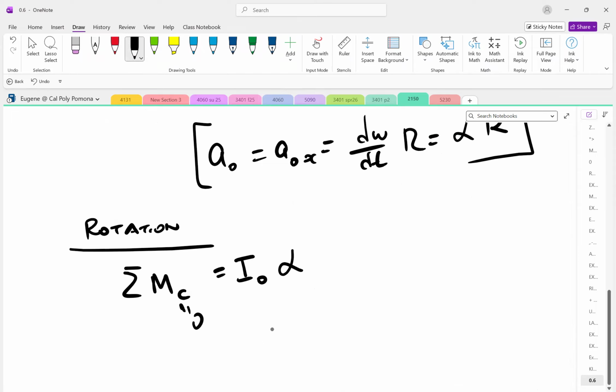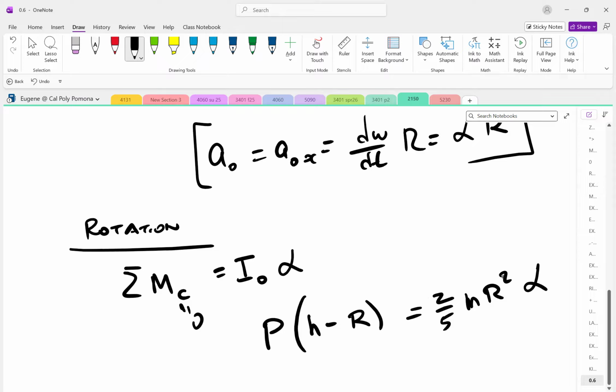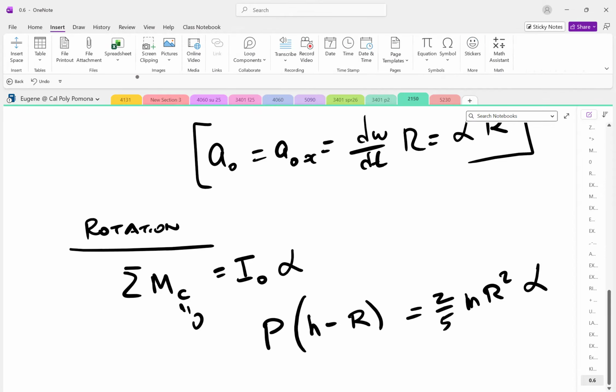The moment at O will be P times (H minus R). The moment of inertia of the ball about center of mass is 2/5 of m r squared times alpha. Now that is not a complete moment because there is also friction. But we'll say it has to be true for any friction, so friction ignored.